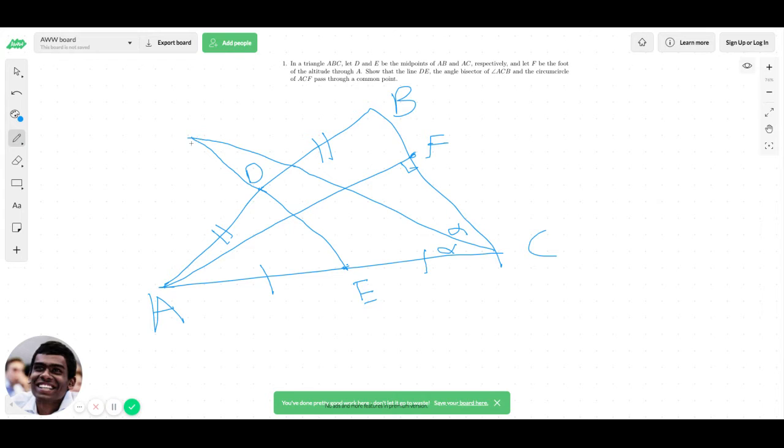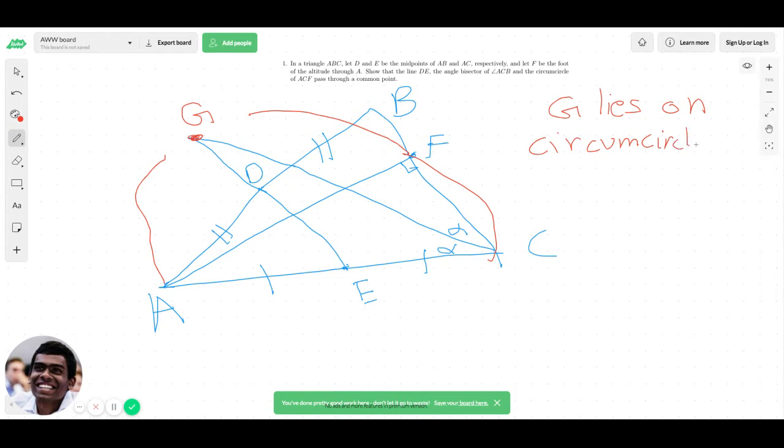And what we want to show is that this point and the circumcircle of ACF. So let's draw the circumcircle of ACF. Let's not let them intersect just yet, because that's kind of what we're trying to prove. We're trying to show the circumcircle intersects at this exact point. So in other words, let's call this point G. We're trying to say G, which is the intersection of ED and this angle bisector, lies on the circumcircle of AFC.